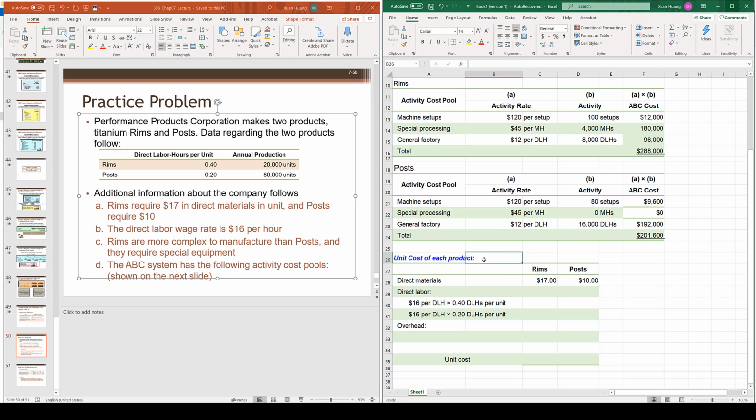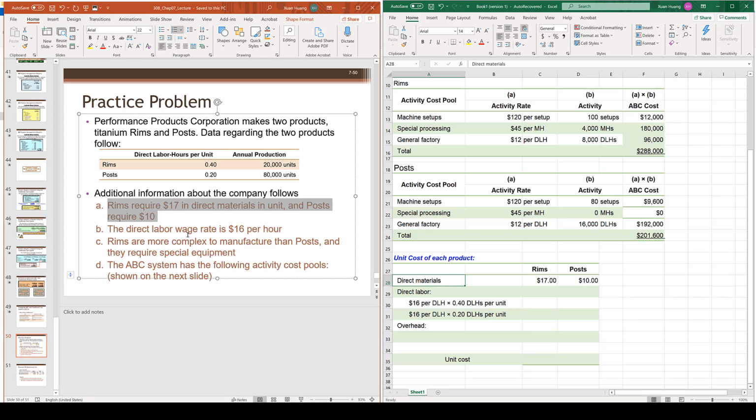For unit cost, it includes direct materials, direct labor, and assigned overhead. Let's first take a look at the direct materials. The question has told us rims require $17 in direct materials per unit, and posts require $10. So we put 17 for rims and $10 for posts for direct materials.